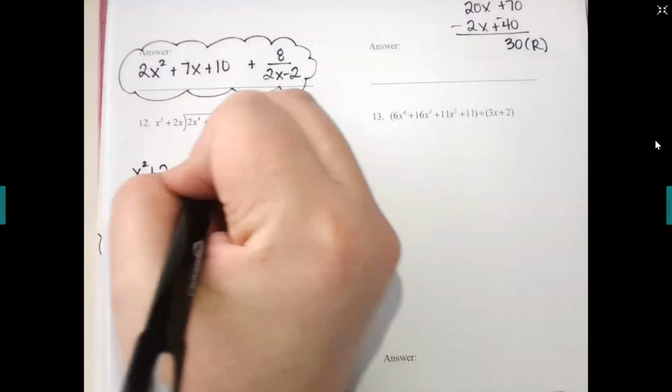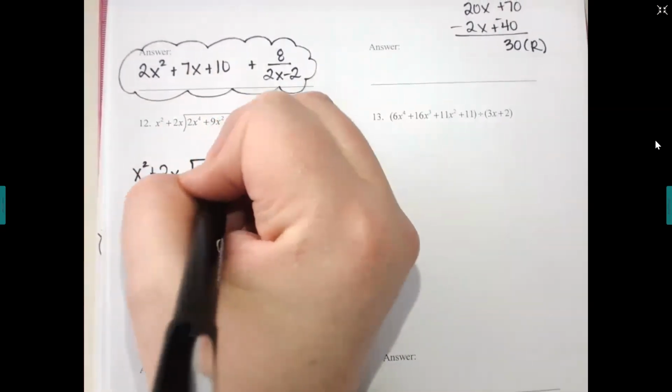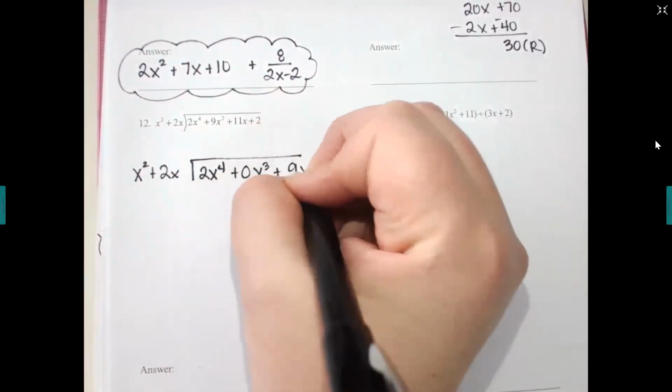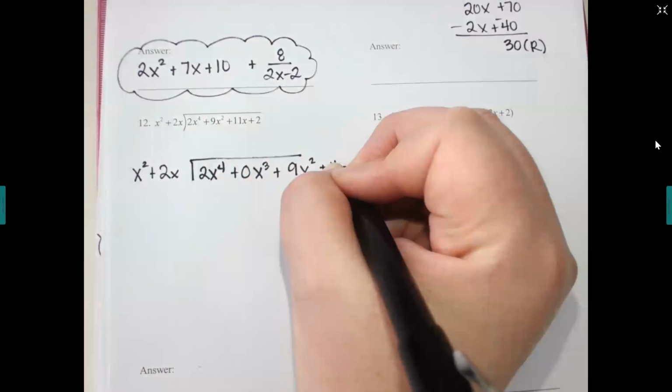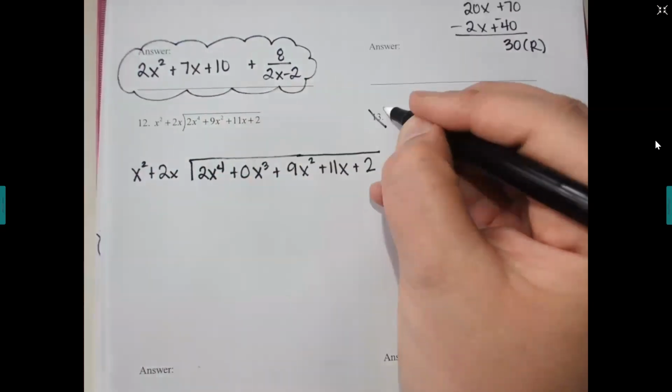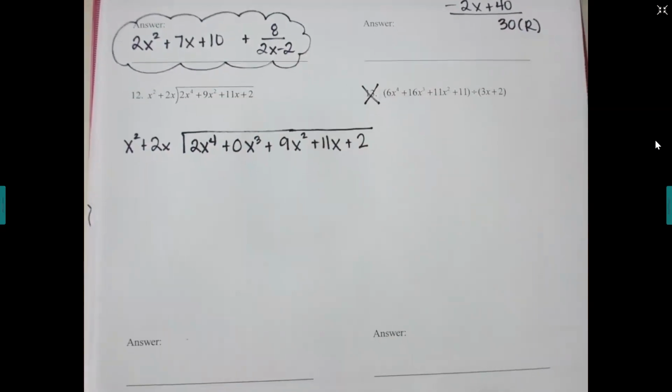Okay, it was x cubed, so I have a 2x^4, 0x cubed, 9x squared plus 11x plus 2. Okay, and we're not gonna do 13 if you're not excited about it, okay? All right, let's just go one row at a time. What do I times x squared by to perfectly match a 2x^4? 2x squared is correct.